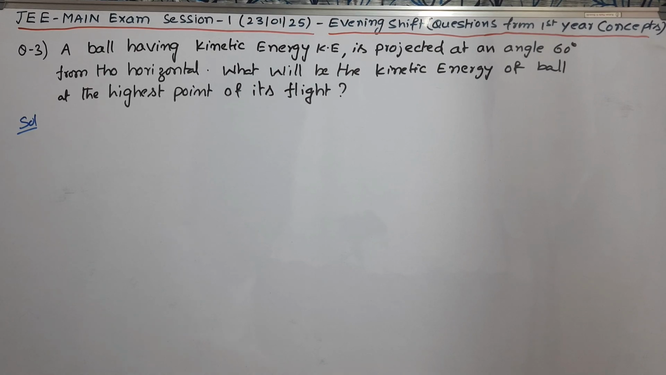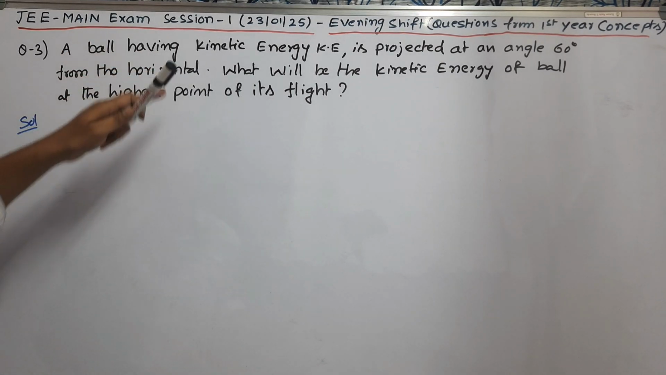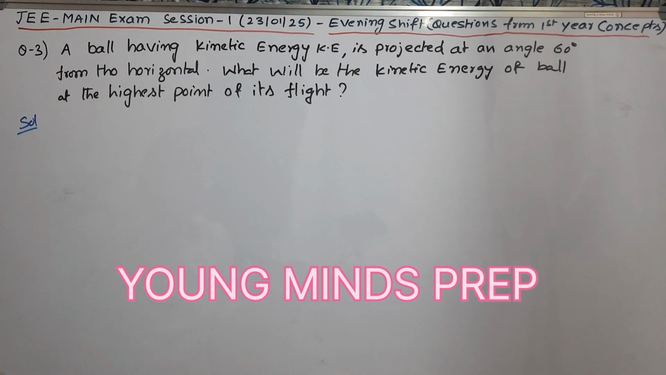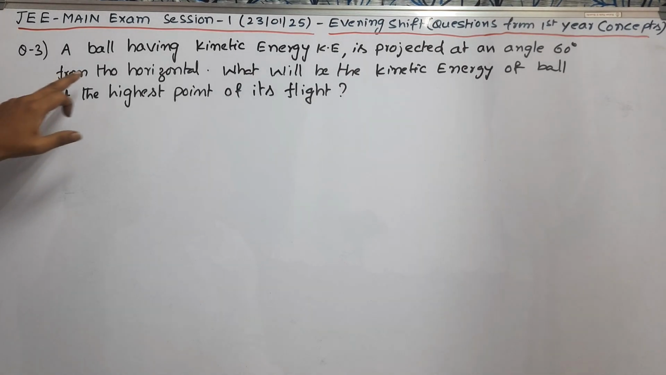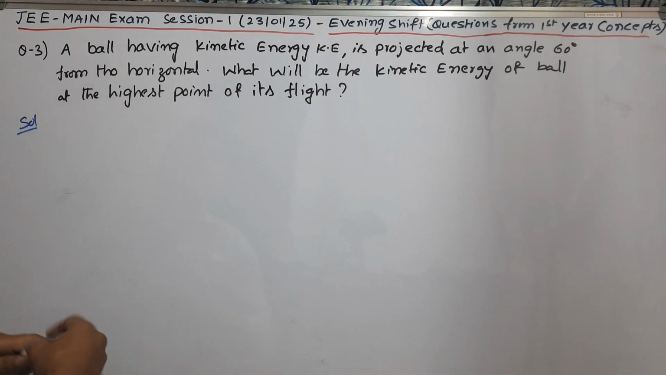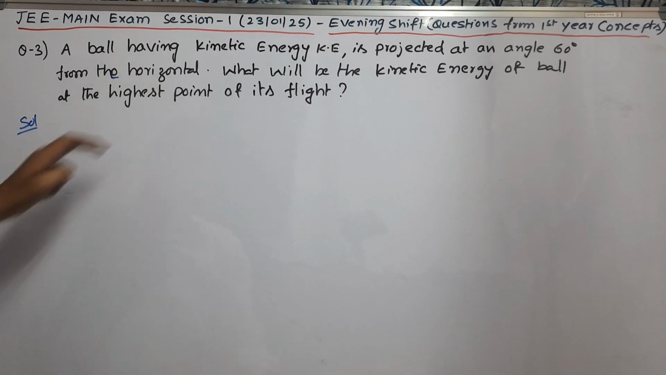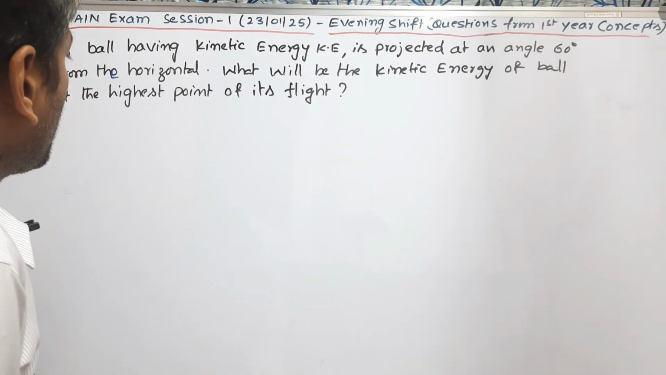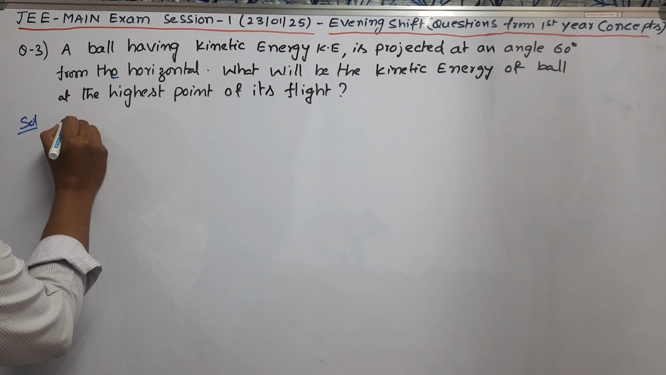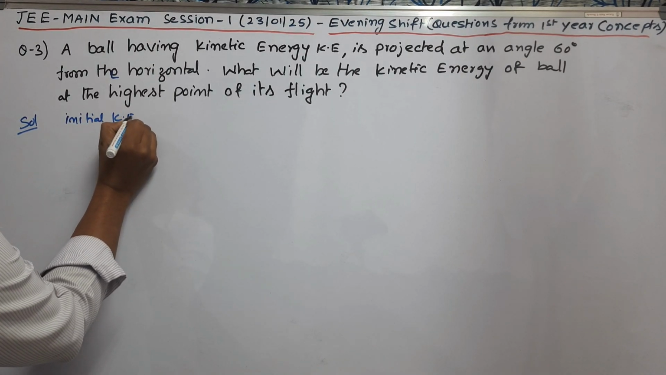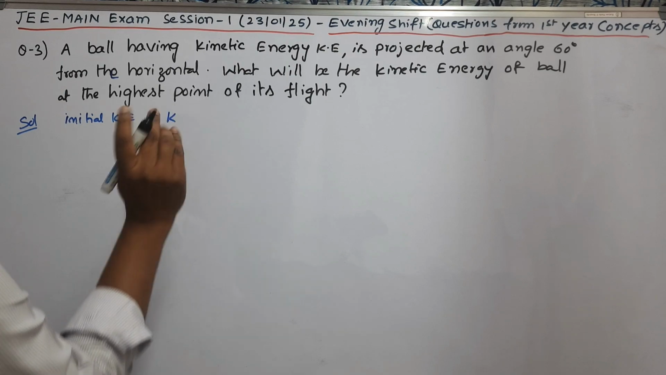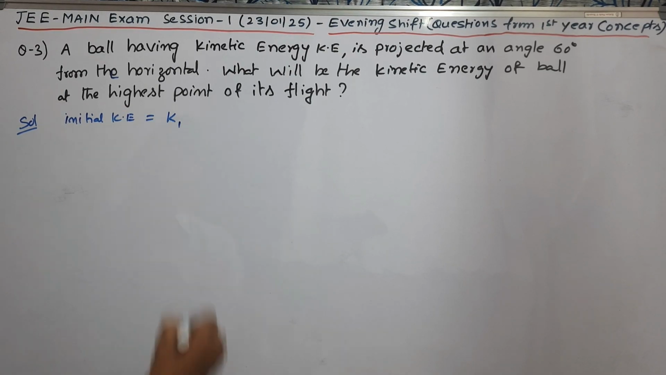The third question: a ball having kinetic energy K is projected at an angle of 60 degrees from the horizontal. What will be the kinetic energy of the ball at the highest point? First, the initial kinetic energy is equal to K, say K1.